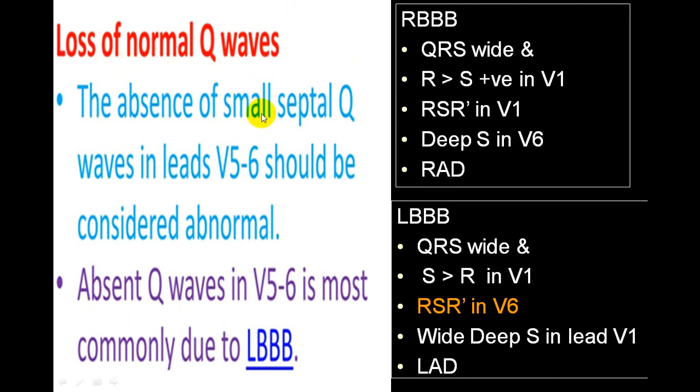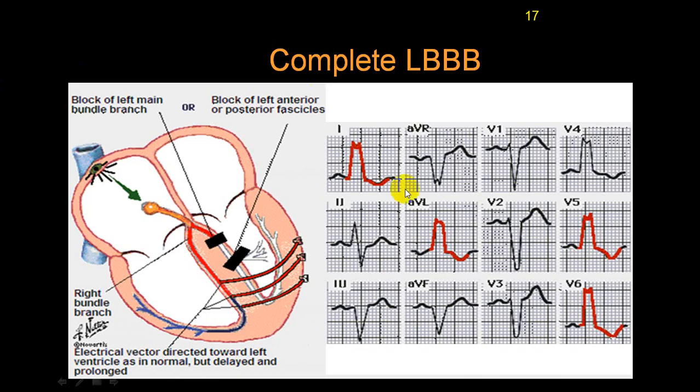So if there is an absence of the small septal Q wave in V5, V6, you should consider left bundle branch block. You can see here there is no Q wave at all. So that is in favor of a left bundle branch block. Do consider that.